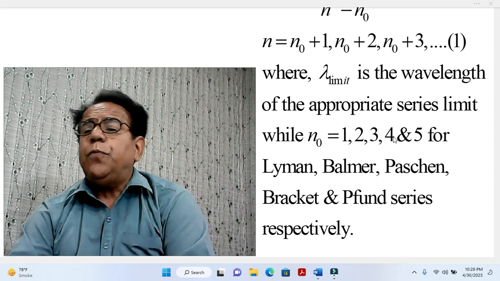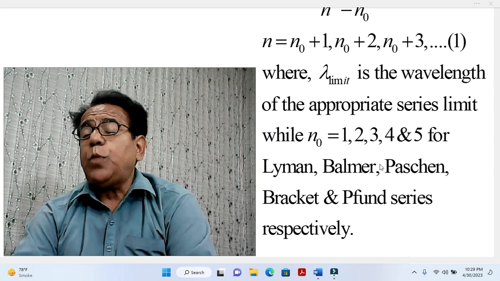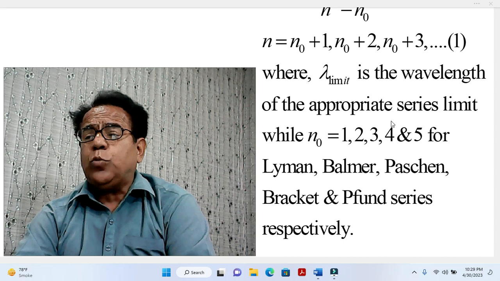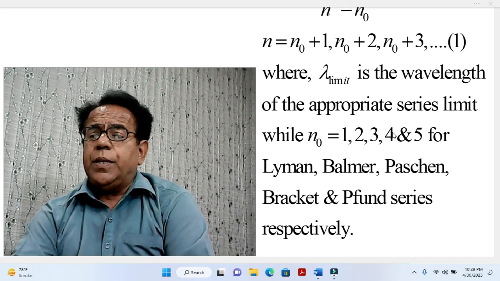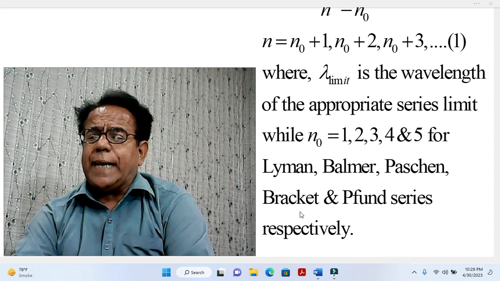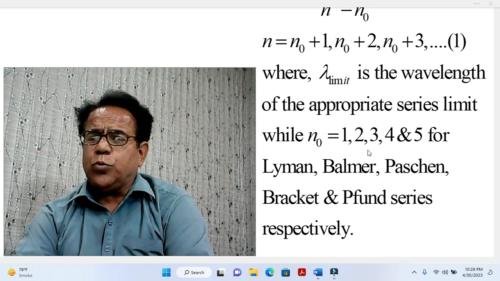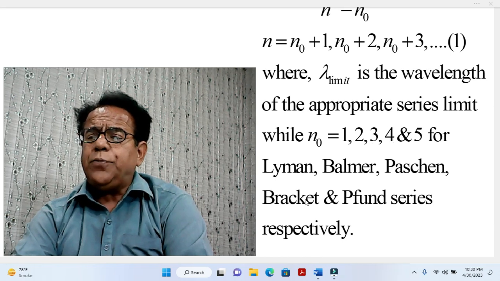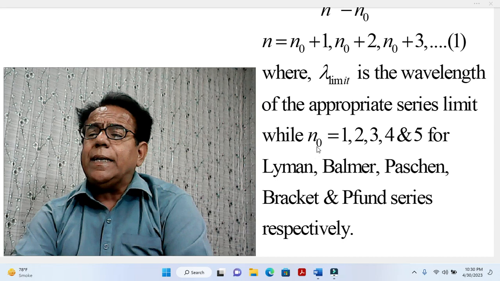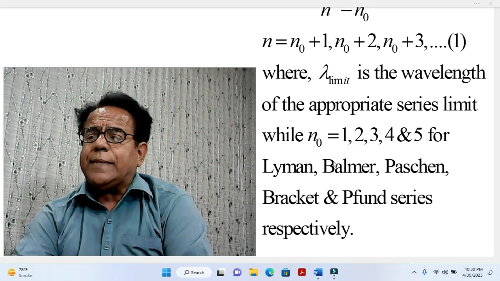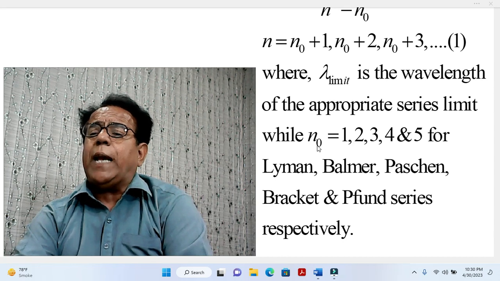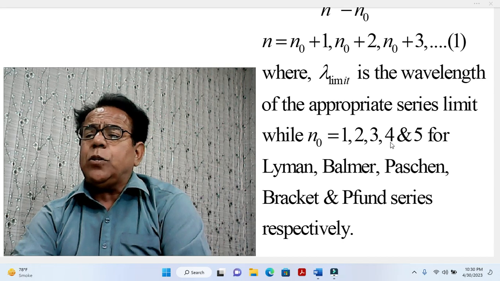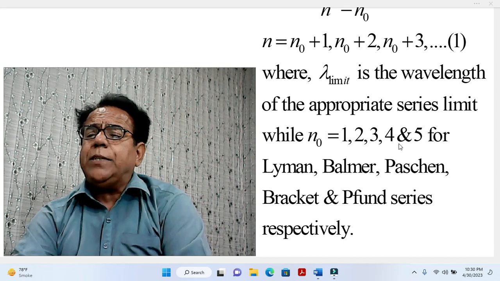For the Brackett series n naught is equal to 4, because Brackett is second last in this sequence, and hence 4 is also second last in this sequence. This 4 is equal to n naught, and we know that always n begins one step ahead of n naught. So n naught is equal to 4 and n begins from 5.